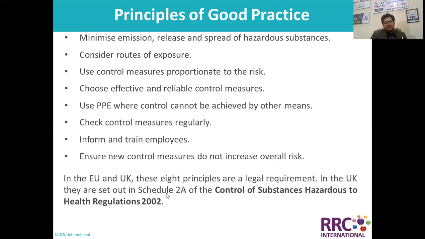They are set out in Schedule 2A of the Control of Substances Hazardous to Health Regulations, COSHH 2002. It is clearly made a legal requirement to follow these 8 principles. Minimize emission, consider routes of exposure, control measures proportionate to the risk, effective and reliable control measures. Effective and reliable are very important words. PPE and also control measures, make sure you check them regularly, and inform and train employees. Ensure new controls do not increase overall risk.